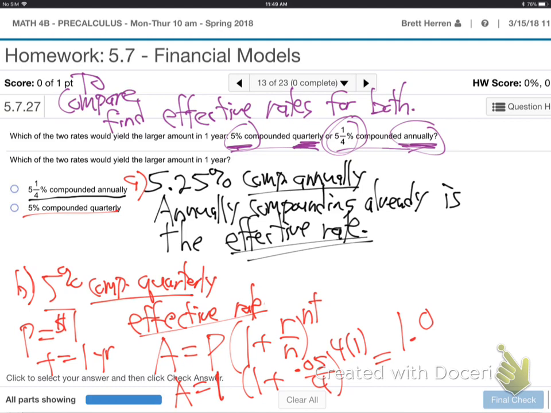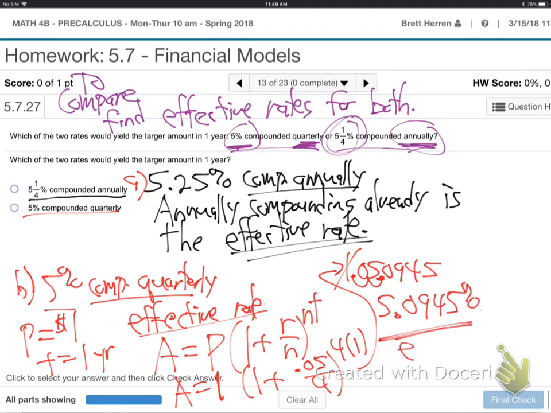I'm getting 1.0509. So get rid of the 1 and move the decimal 2 places: 5.0945%. That's the real effect. It does 5.09. That's what it really does. 5% done in small chunks 4 times a year actually comes out to 5.0945.